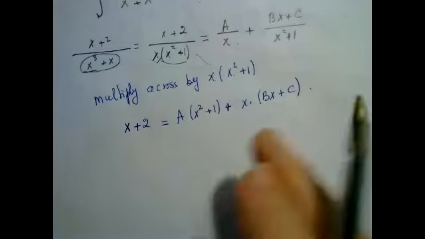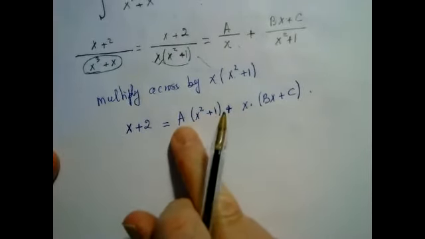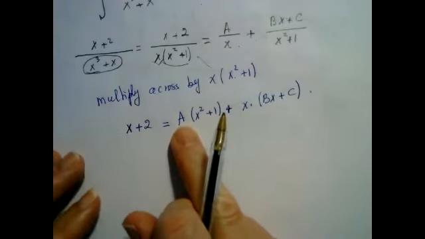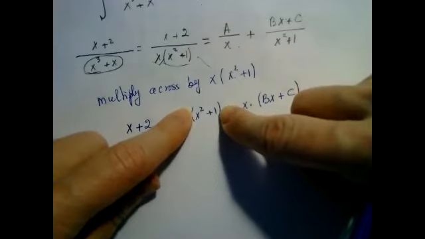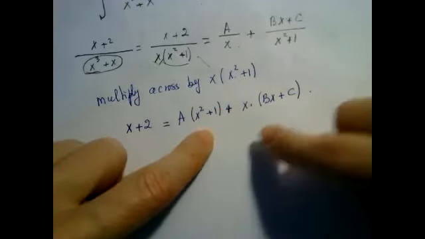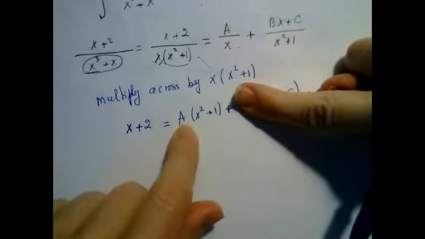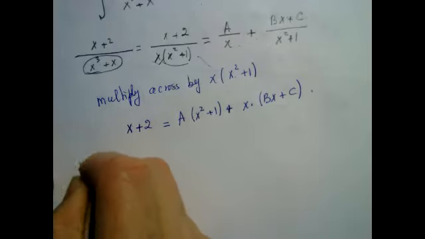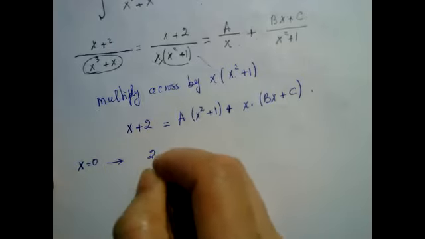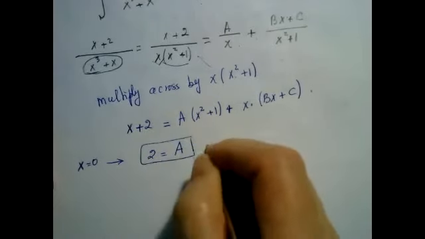Nothing will make x squared plus 1 zero. So I cannot get rid of A by any stretch of the imagination, because nothing will make this expression zero. It's irreducible, so I will have to deal with it. If I put in 0, I can fill up my A. So I'm going to take x equal to 0, and that gives me 2 equal A. So I have my A.